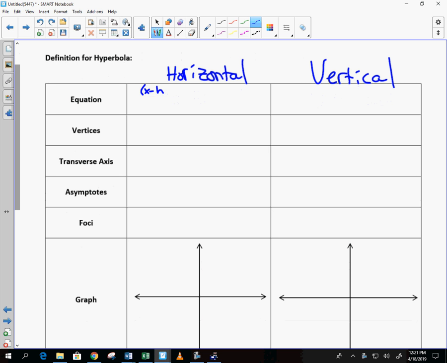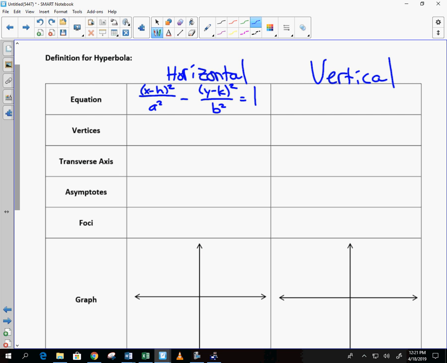(x minus h) squared over a squared, and (y minus k) squared over b squared, is equal to 1. With an ellipse, we put a plus sign in the middle. But with a hyperbola, we just drop in a minus sign. Kind of wondering what the heck is a hyperbola. I'm going to show you in just a second here.